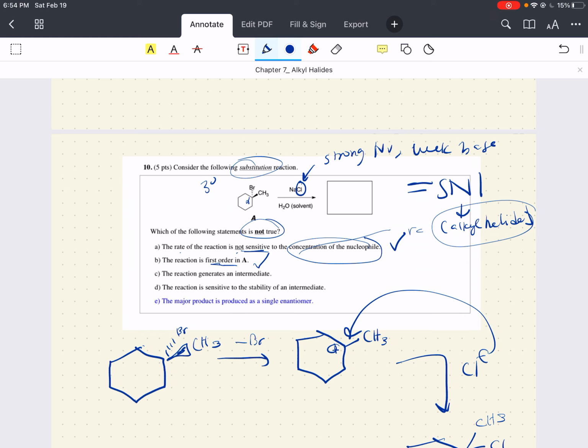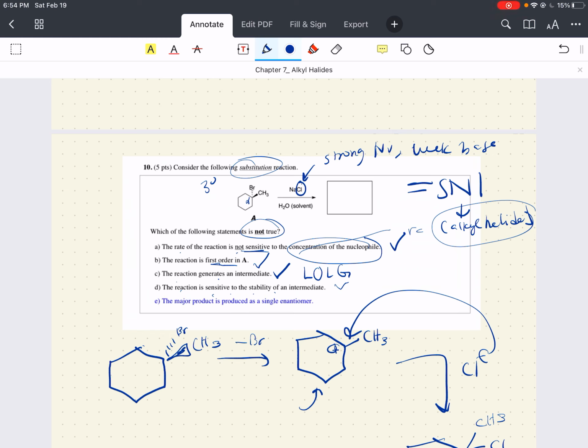So rate first order. The reaction generates an intermediate. Yes, of course it does. Remember, loss of a leaving group happens first, and we generate an intermediate. The reaction is sensitive to the stability of the intermediate always, right? Because depending on the intermediate, things might rearrange. Rearrangements might happen. So SN1 is indeed sensitive to the stability of an intermediate.